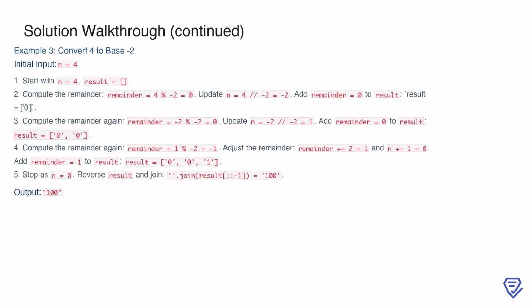On the second iteration, we compute the remainder of -2 % -2, which also equals 0. Again, no adjustment is required. Dividing -2 by -2 gives n equals 1. We append the remainder, 0, to the result list, updating it to result equals [0, 0]. On the third and final iteration, we calculate the remainder of 1 % -2, which equals -1.